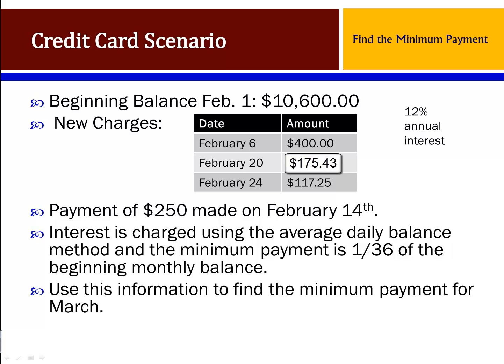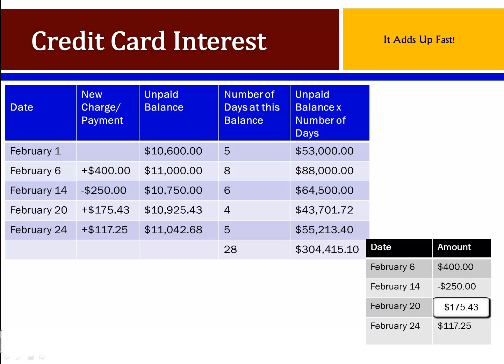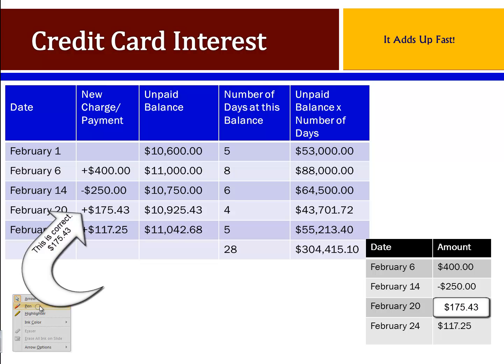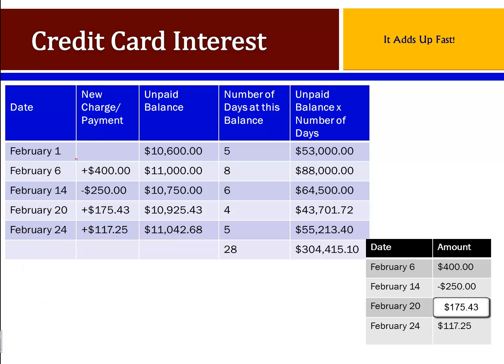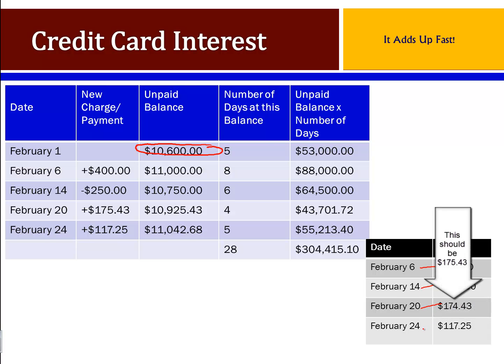Now we're going to use this information to find the minimum payment for the next month, which is March. So here's a table that's been constructed, and on this table you will see all of the credit card activity for the month. It's important, every time there is an activity on the card, we must have an entry in our table. So of course we have the beginning balance of $10,600 on February the 1st. And then over here in the smaller table, February 6th, a charge of $400. February 14th, a credit of $250. February 20th, a charge of $174.43. And February 24th, the charge of $117.25. So each one of those is noted here in the table on the appropriate date. The balance will go up or down depending on whether it's a charge or a credit.